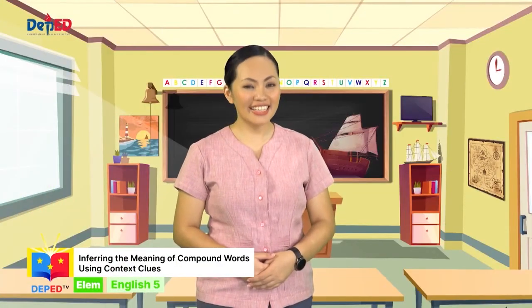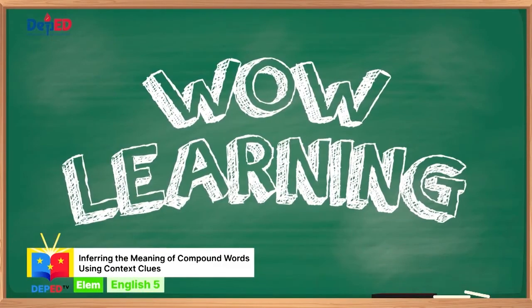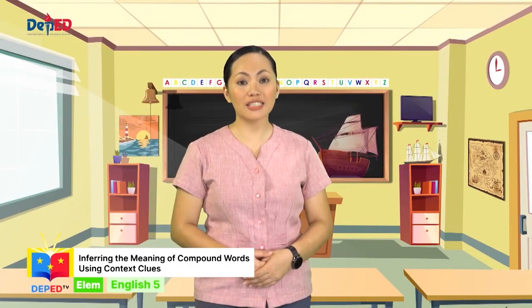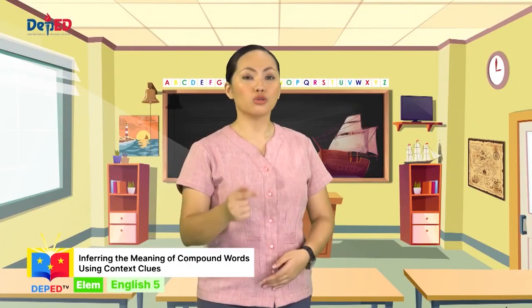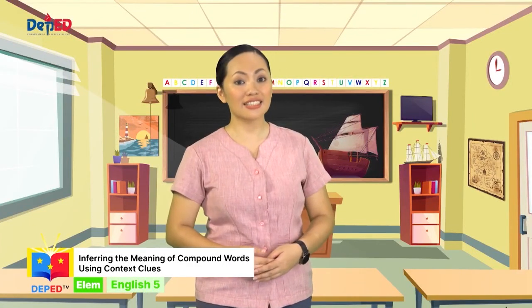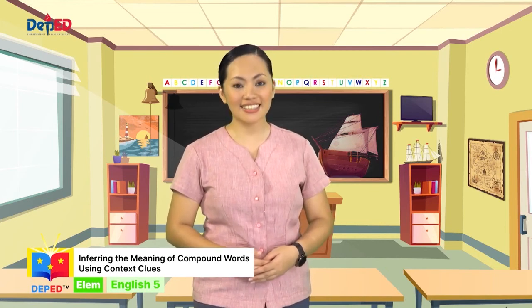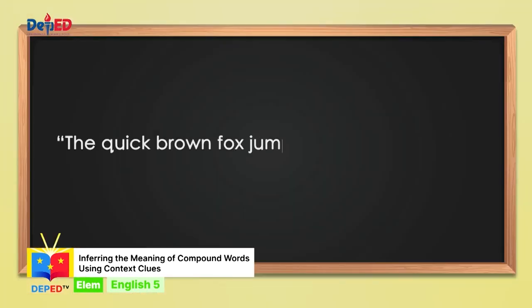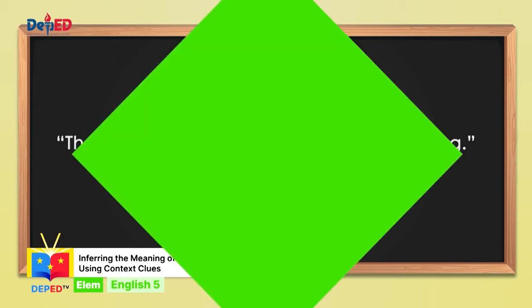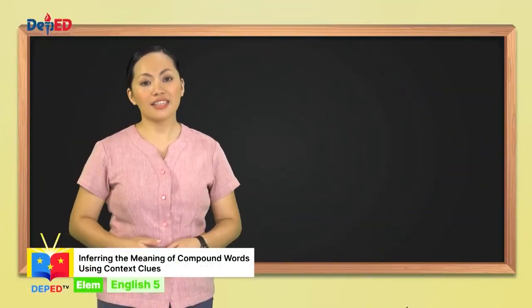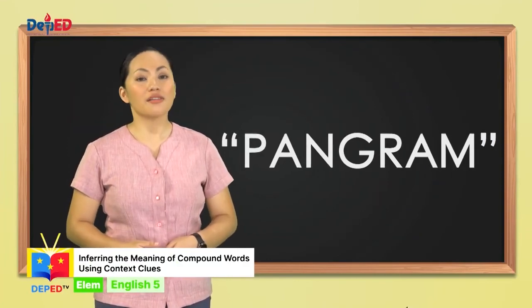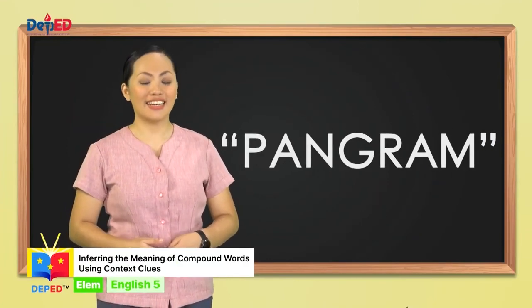Before we end, let's have our wow learning. Our wow learning today is a sentence that uses every letter of the alphabet. Do you know what sentence it is? It is, the quick brown fox jumps over the lazy dog. We often use this sentence to practice our handwriting or to test a new pen or keyboard. This type of sentence is called pangram. That's our wow learning today.